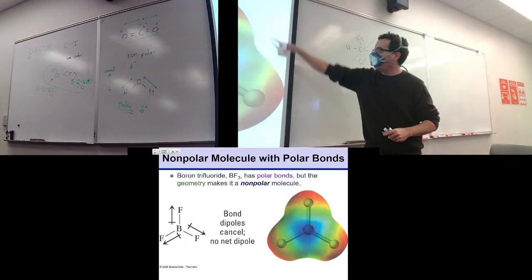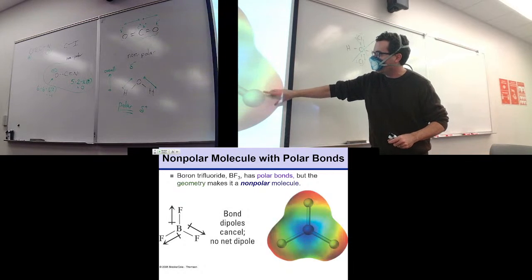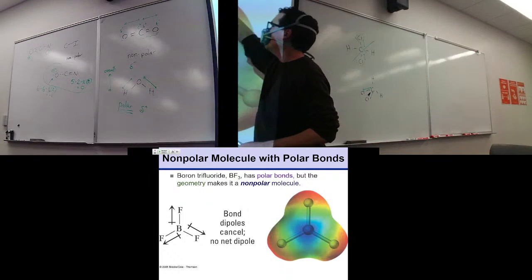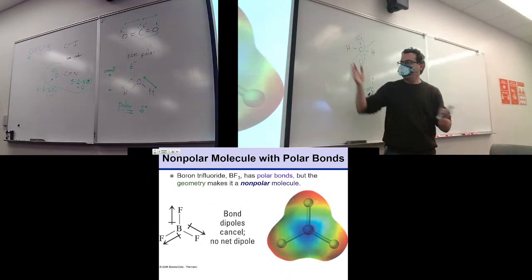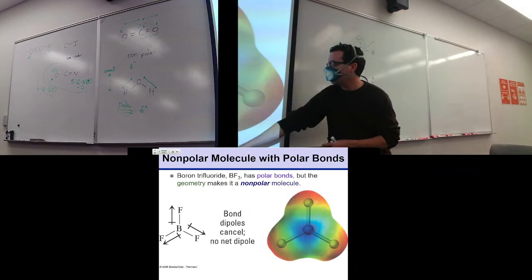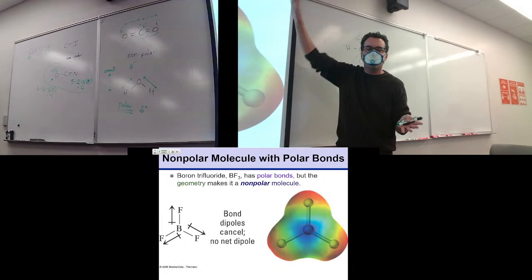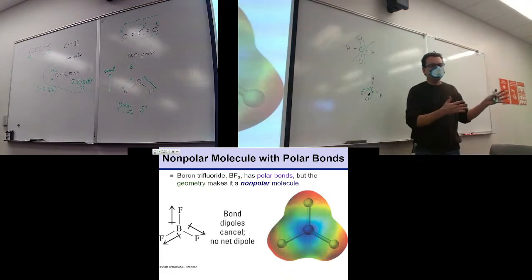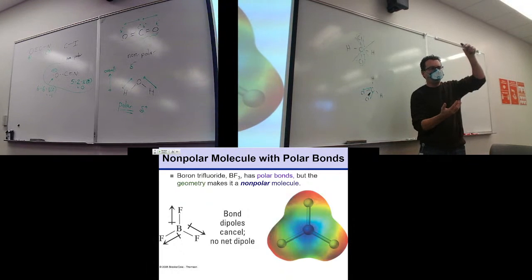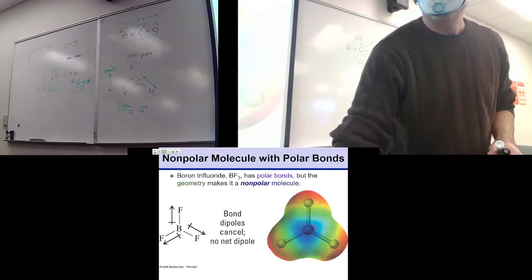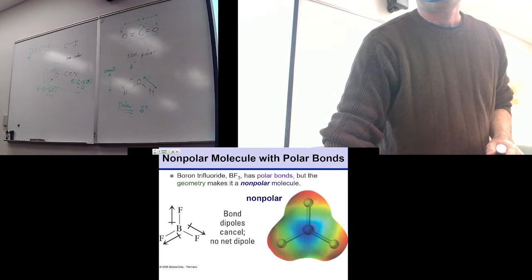So yeah, the bonds are very polar because you've got this large amount of electron density on each of the fluorines. But I can't look at the overall molecule and say, hey, this side of the molecule is more negative, this side is more positive. No, it's negative all around. It's positive in the middle, but there's no side. Right? This is flat. It's not like the boron is pointing up and out. It's completely flat. This is a nonpolar molecule. It's weird how that works, but that's the way it works. Nonpolar.